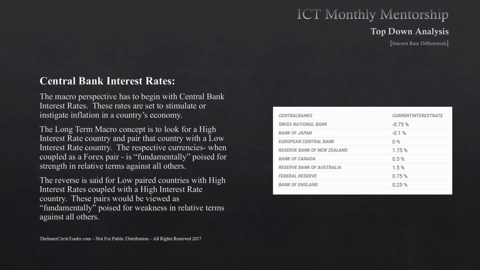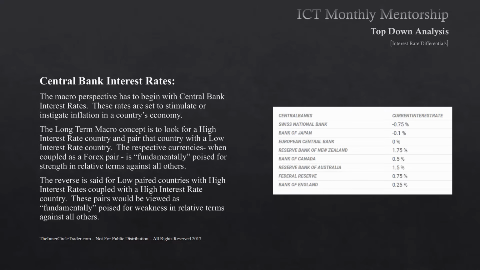Okay, central bank interest rates. If we're going to be looking at a macro view, it really needs to start here. There are several places on the internet you can go to get this list, but this is the global currency interest rates from the central banks.